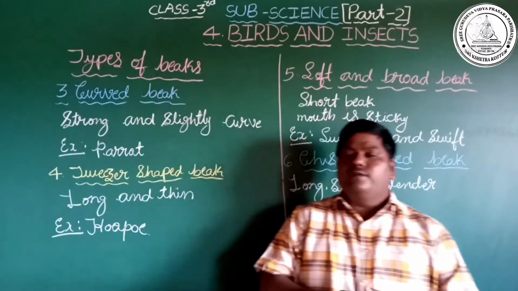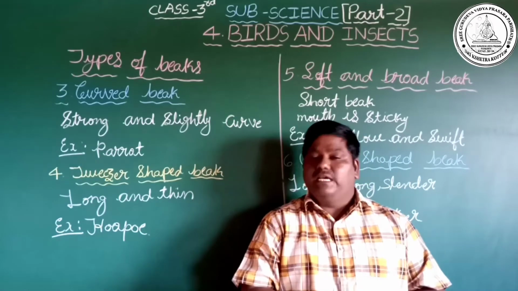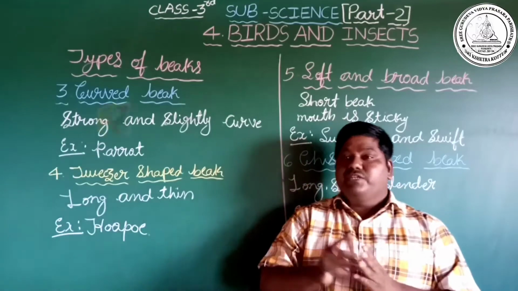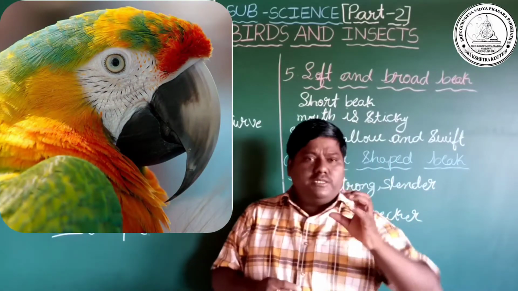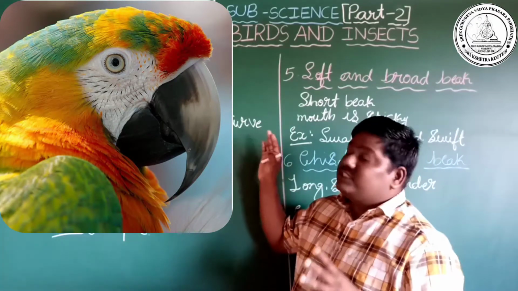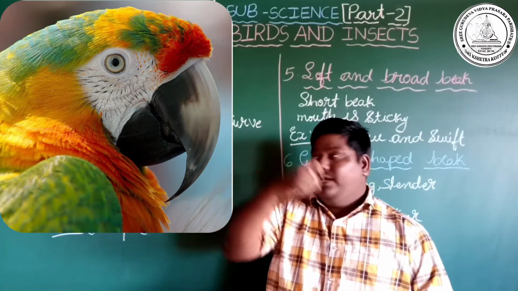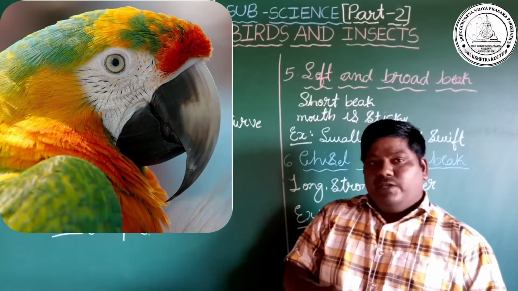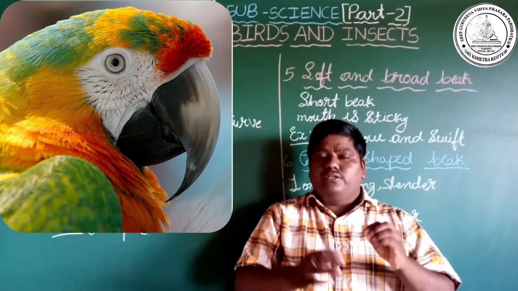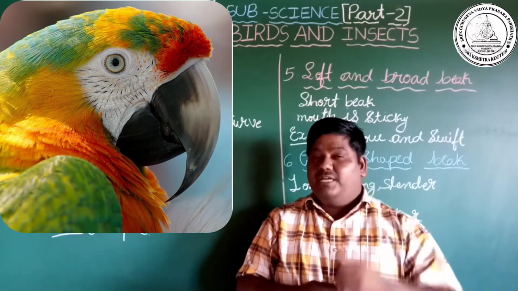Okay, dear children, already you know about the parrot. What is the color of the parrot? Yes, green color. See, observe the parrot's beak. It is strong. The parrot's beak is very strong and it is slightly curved. Okay, curve means like this. It is bent.